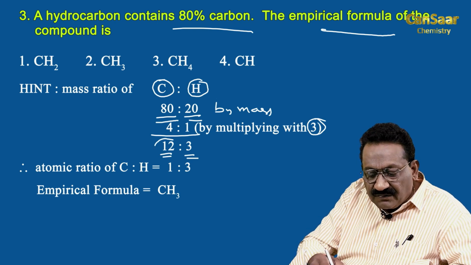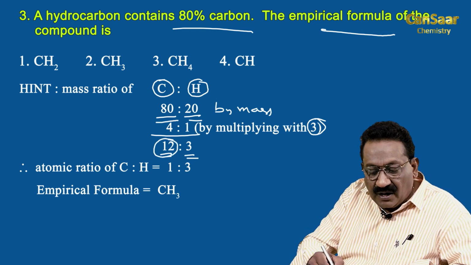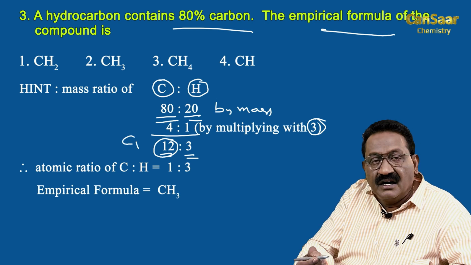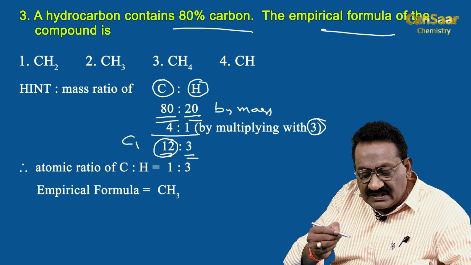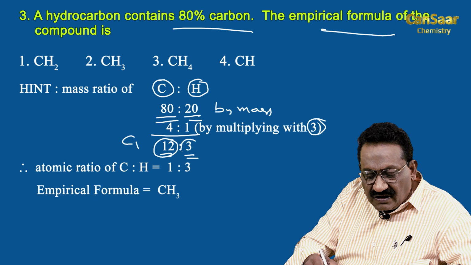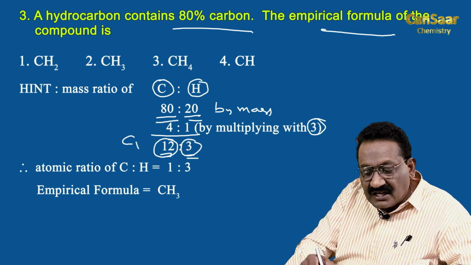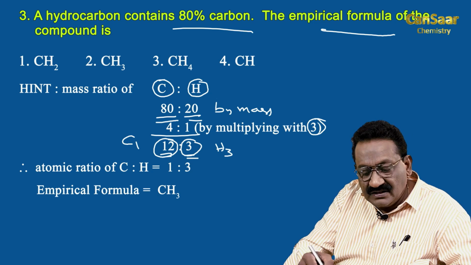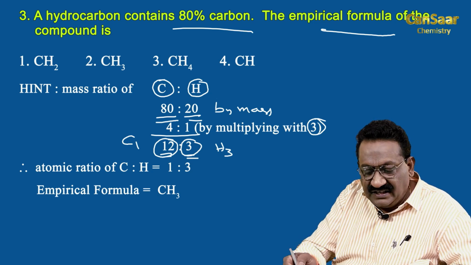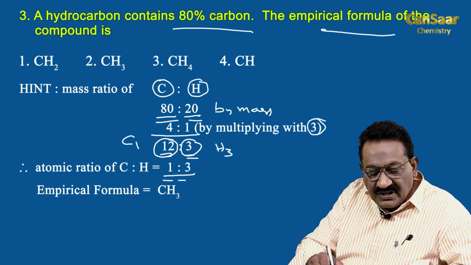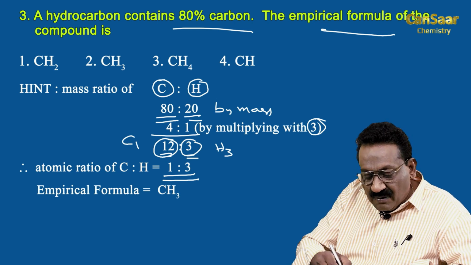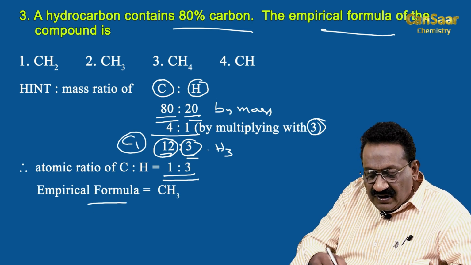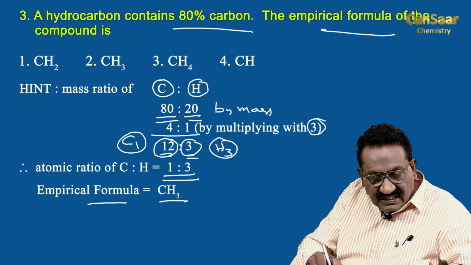This 12 units of mass of carbon corresponds to C1, carbon atomic weight is 12, so it is C1. And this 3 units of mass of hydrogen corresponds to H3, since H atomic weight is 1. So 3 units of mass, that is H3. Hence atomic ratio is 1:3, and empirical formula is C1H3, that is CH3.